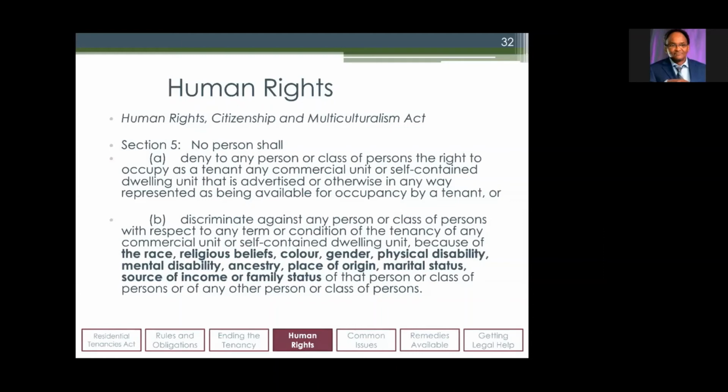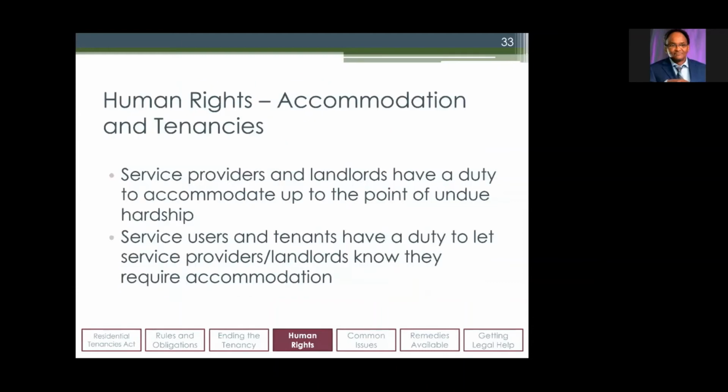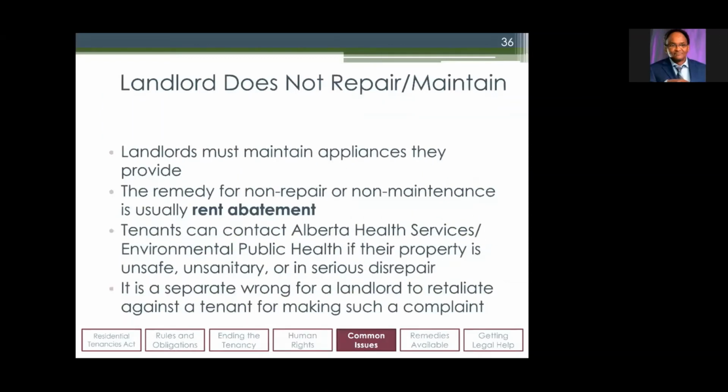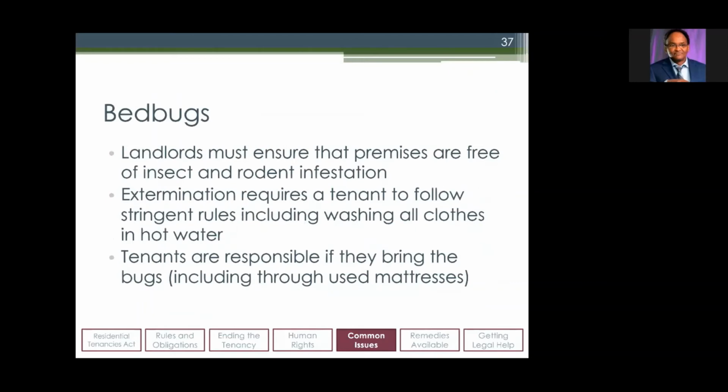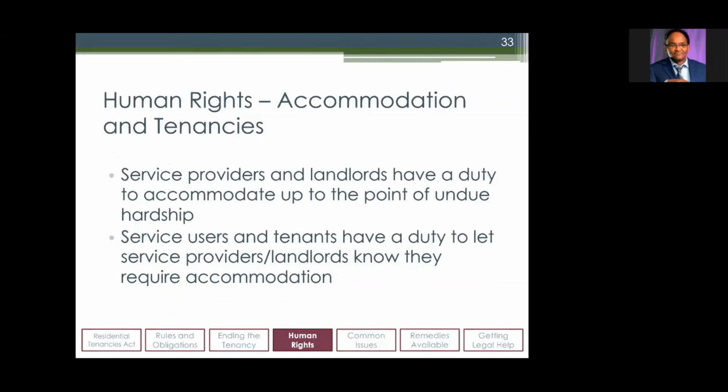So for any of those reasons, the landlord cannot refuse to show the place, to rent the place, or to extend the lease. If the landlord does that, then that is potentially a human rights violation. And a person who believes that they were denied renting a place or extending the lease on any of those grounds can make a complaint to the Alberta Human Rights Commission. I have a slide at the end of my presentation where this information is included.